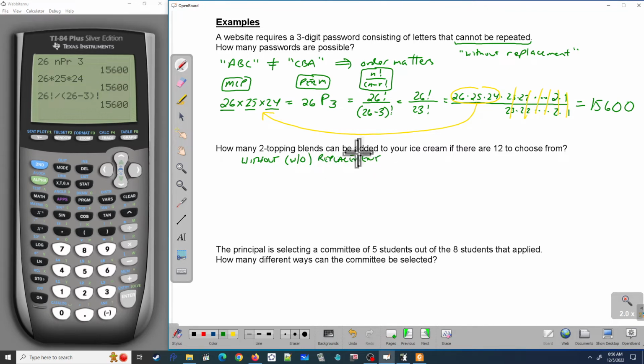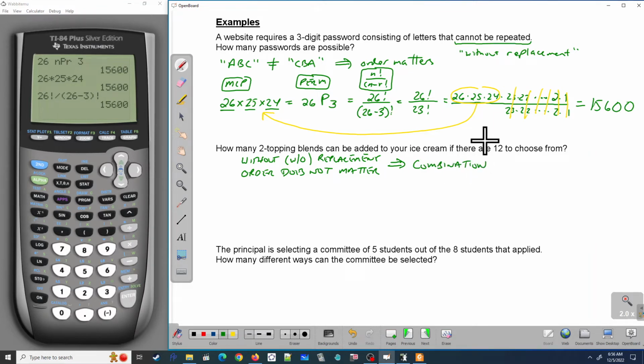However, traditionally, when I say I'm putting toppings on, let's say, ice cream or pizza, it really doesn't matter the order of how they were put in. It's just like those are my 2 toppings. So in this case, order does not matter. And that means what we have here is a combination.